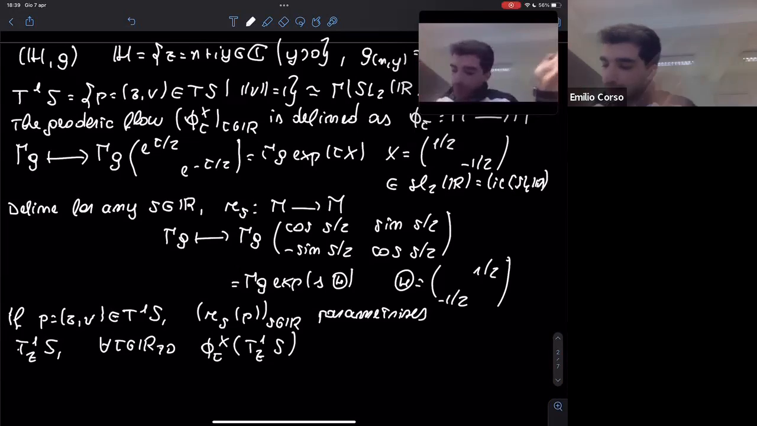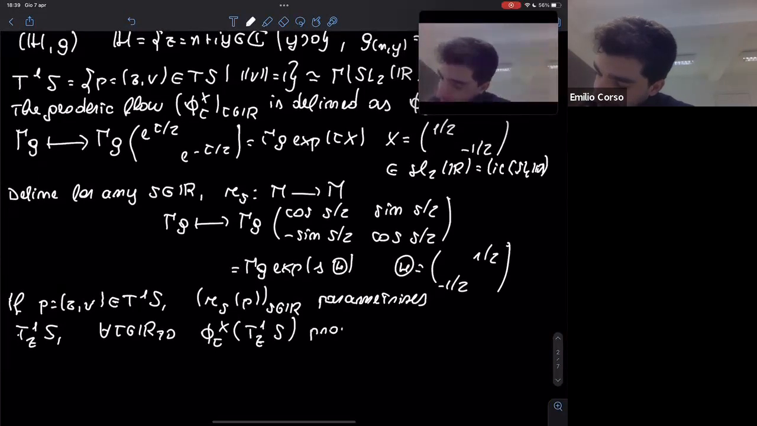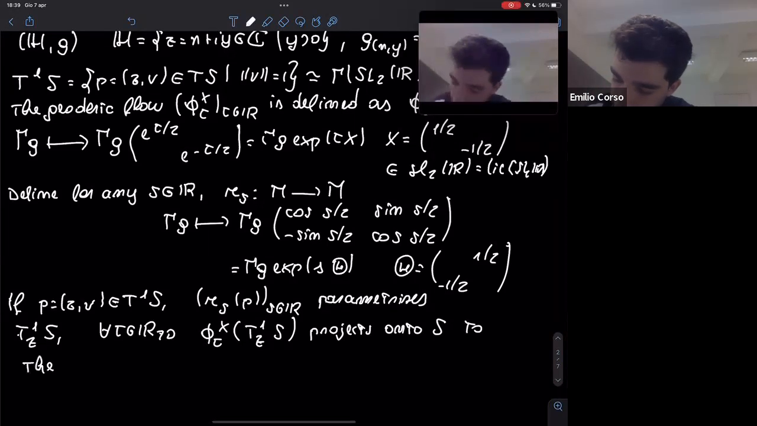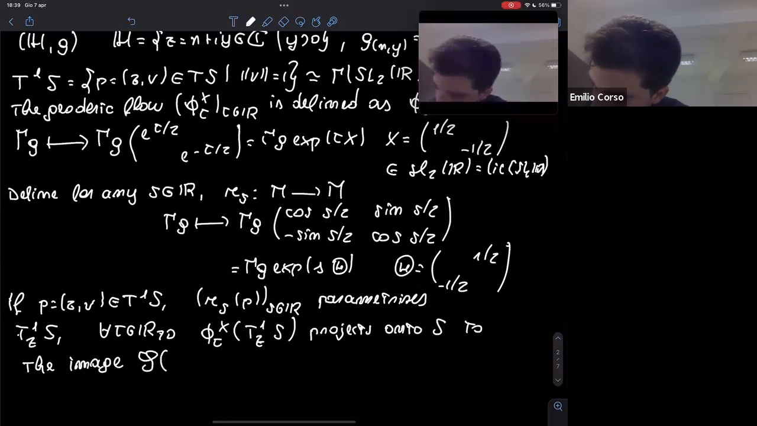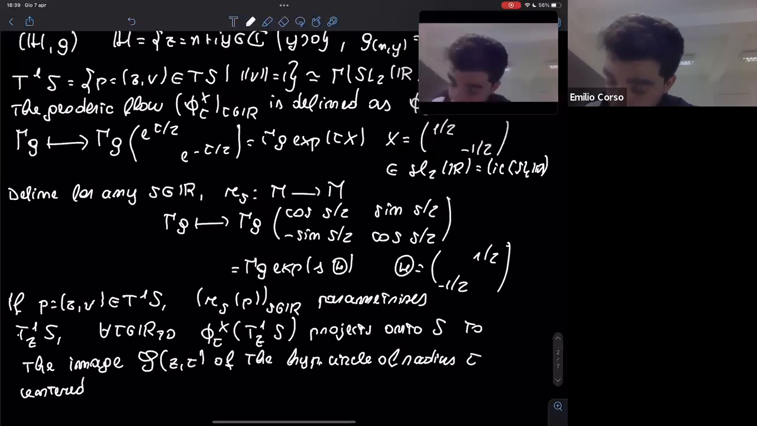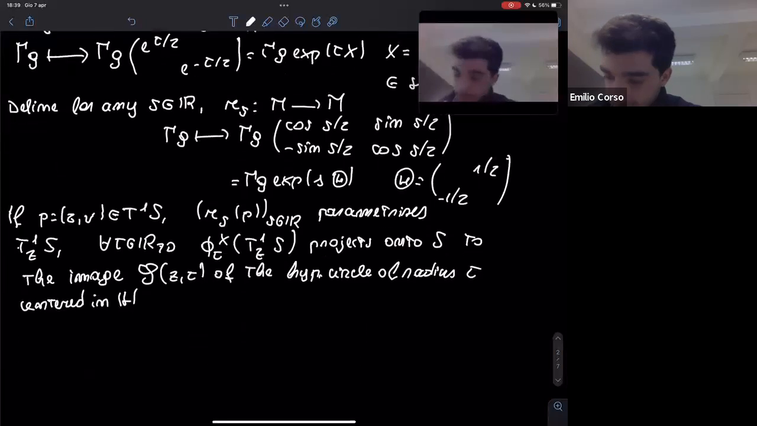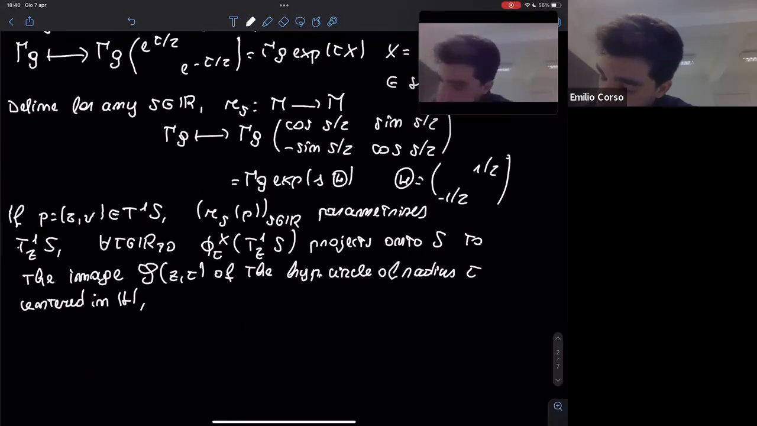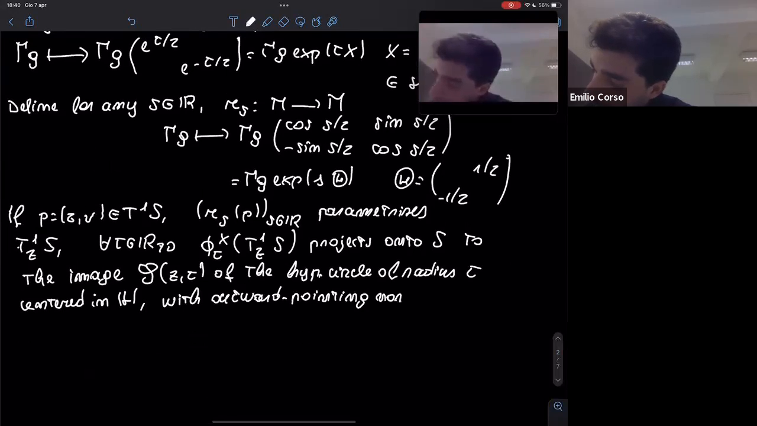Well, here, actually, I'm quotienting by gamma, so let's say that this projects onto the surface S, to the image, which I call calligraphic S_Z^T, of the hyperbolic circle of radius T centered at Z, seen in the hyperbolic plane, but then afterwards projecting to the surface. And so here, I think a picture helps: this image projects onto S, with outward pointing, after all, it's a collection of tangent vectors, so outward pointing normal vectors.